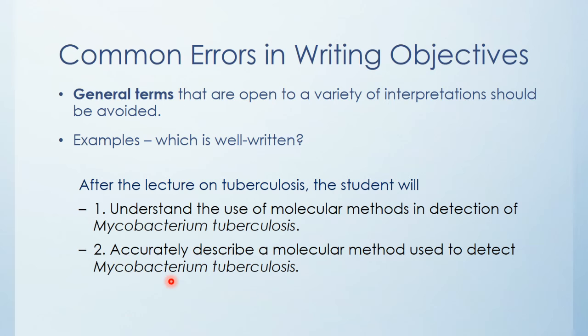So this is more clearly defined, because understand is so vague. Like, what does that mean? Are you going to have to write an essay? Are you just going to have to list something? How are you going to show that you understand something? So you want to avoid vagueness or anything that has ambiguous meanings.